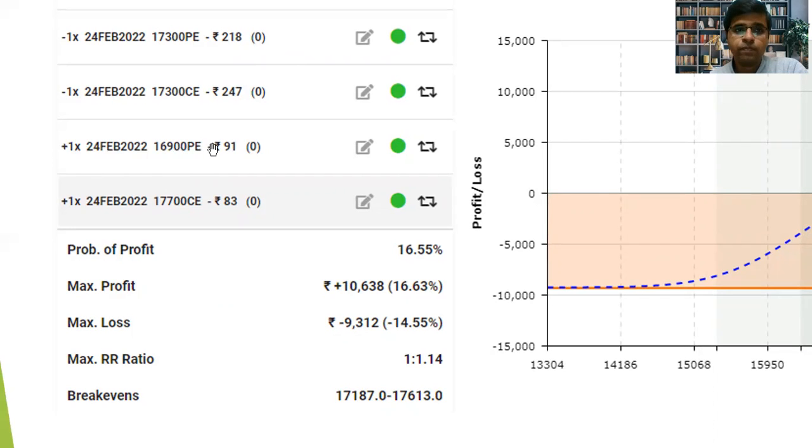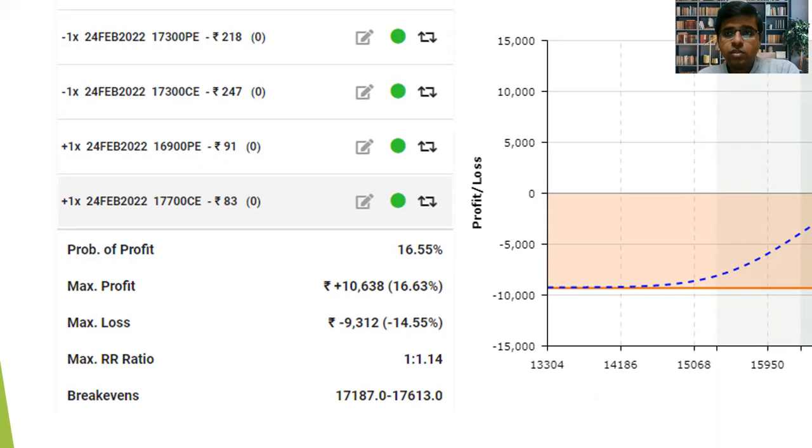which is an OTM. And he has again bought a hedge on the upside, the 17,700 call, which is again an OTM call option. When I took this example, the Nifty was trading somewhere around 17,300. This example is of an underlying instrument, which is the Nifty, the index. Now you will see the probability of profit in this case is around 16.5%. If we go to video number 1 on the short straddle, the probability of profit was around 44%. In this case, the probability of profit is 16%.